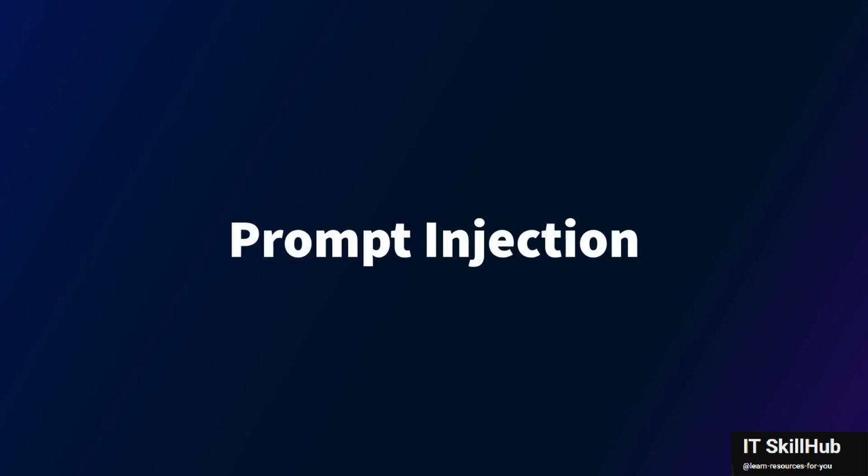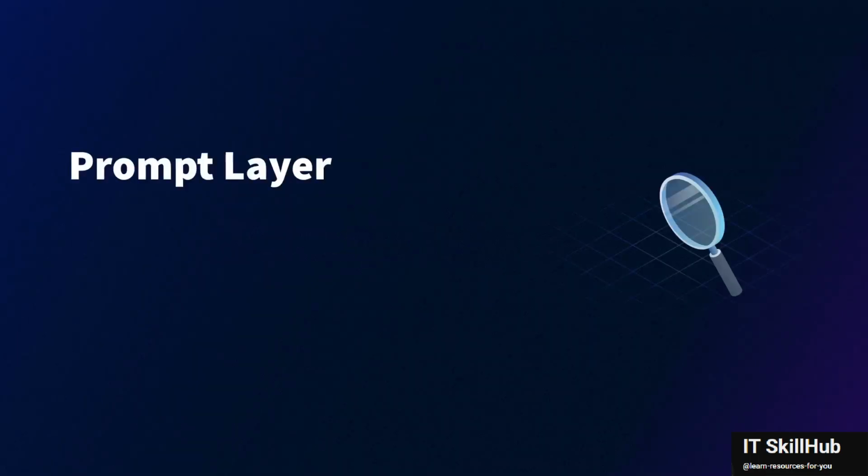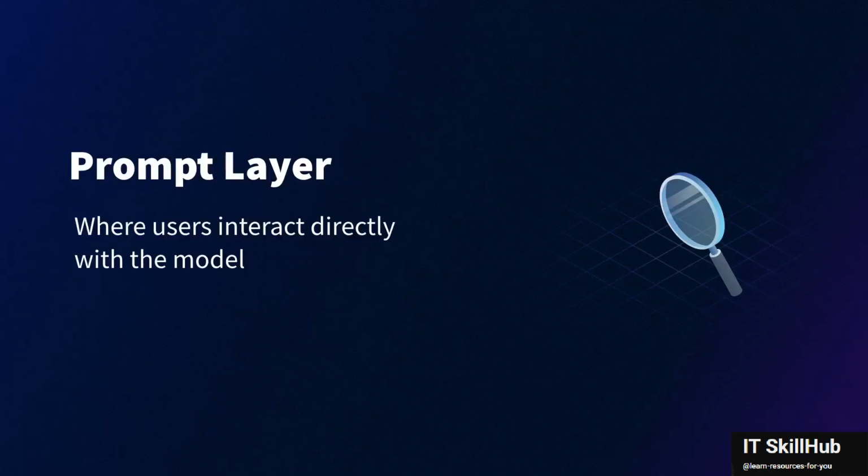Now that we understand how LLM systems are structured, from prompts to plugins to infrastructure, it's time to dive into the first and probably most talked about vulnerability on the OWASP top 10 list, prompt injection. This one targets the prompt layer, where users interact directly with the model. Because it's the most exposed part of the system, it is also the easiest to manipulate and one of the hardest to fully lock down.